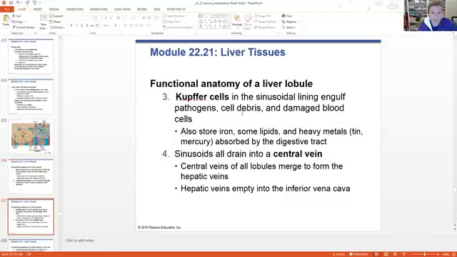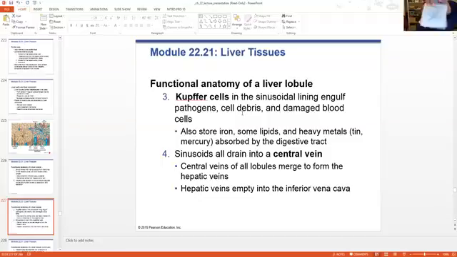You also have Kupffer cells. Kupffer cells are scattered throughout the sinusoids, throughout those little spokes. They are specialized macrophages. They're just special macrophages that are in the liver. So they're there to, remember what macrophages do? Macrophages are like Pac-Man. They're there to engulf bacteria, debris, anything that doesn't belong there. They also help to store iron, lipids, heavy metals like tin or mercury that may have been absorbed from our digestive tract. The sinusoids all drain into a central vein.